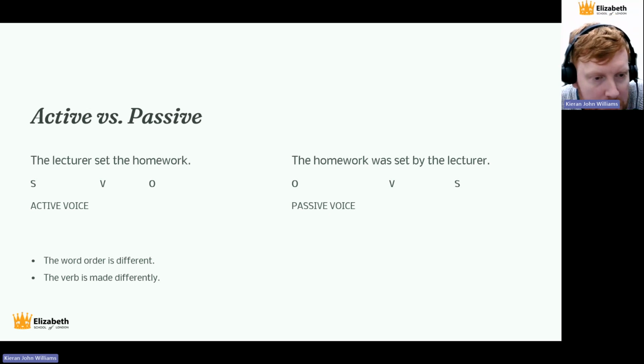So we've got the active voice on the left, we've got the passive voice on the right, and we can see that there are a couple of differences. The word order is different to begin with. And then also you will see that the verb has been made differently. In the first one, we have set, but in the second one, we have was set. That's something we'll come to in a minute. So between the active and the passive, we've got different word order and a different way that the verb is created.